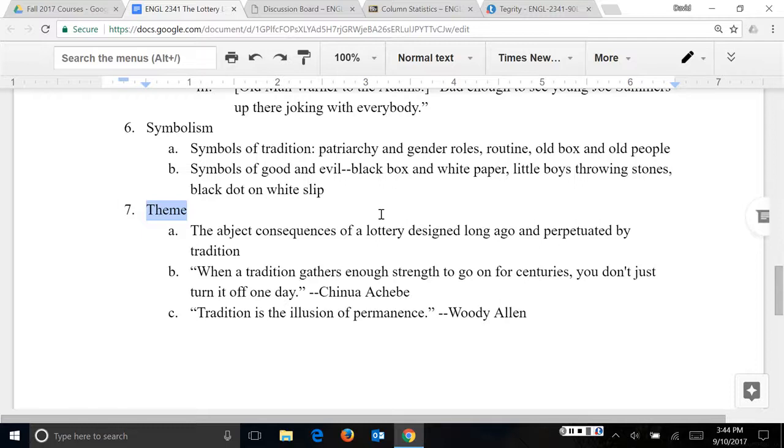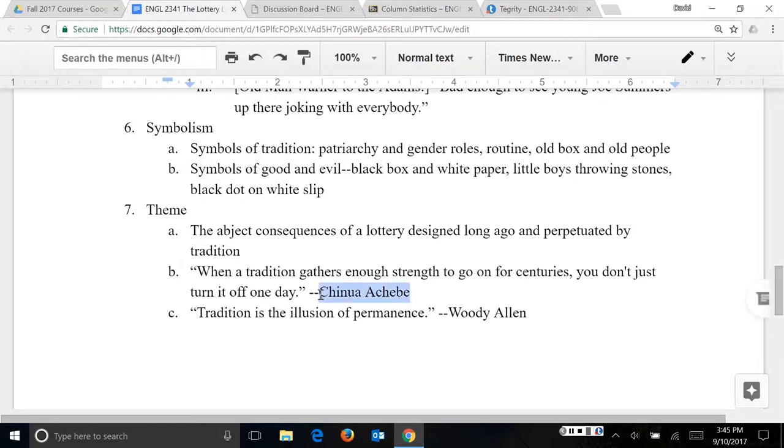So for this one, usually the theme should be in a complete sentence, but I've just got a small note here that the story is about the abject consequences of a lottery designed long ago and perpetuated by tradition. This idea that regardless of our morality or our reasoning or our fear, we are quick to adopt and continue traditions that were always put forth. And I've included a few quotes here that I thought were fairly representative of this idea.